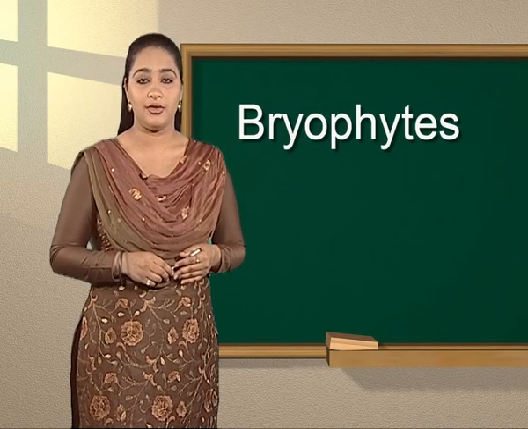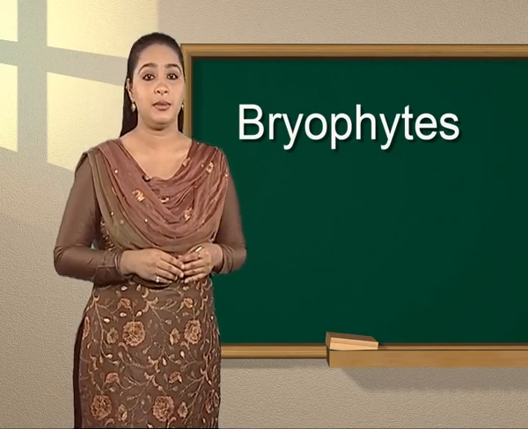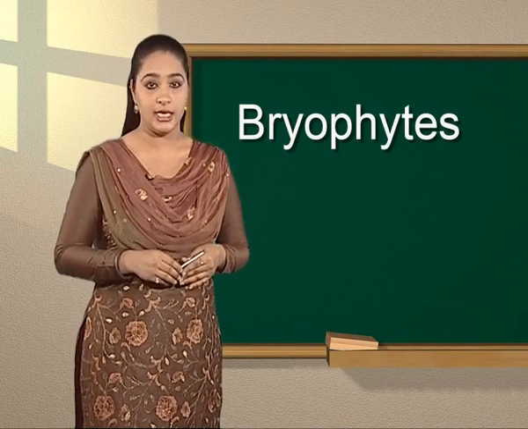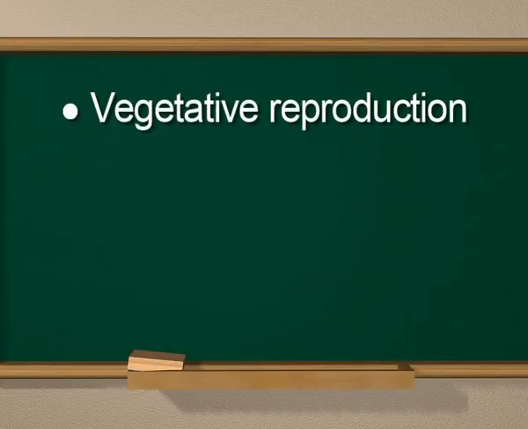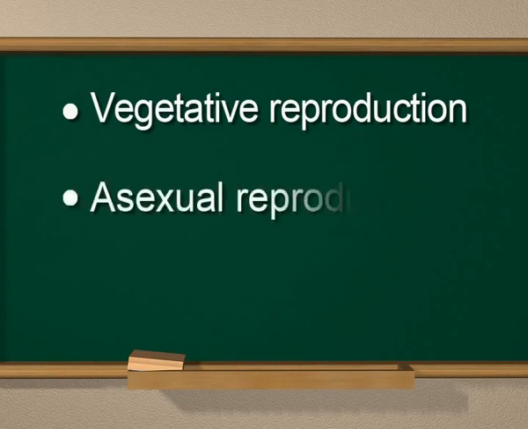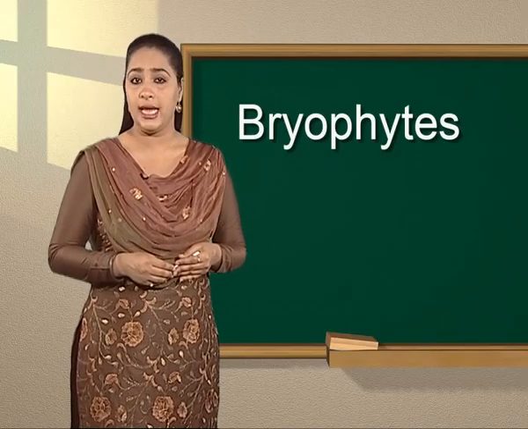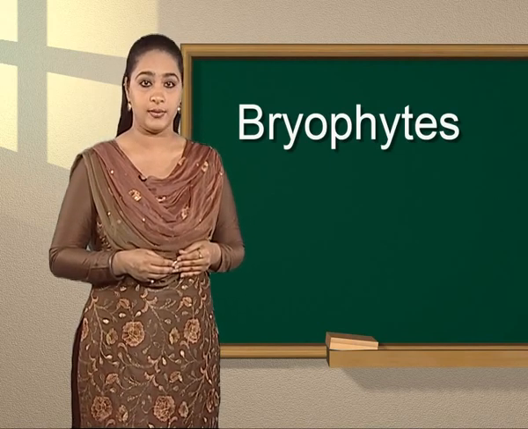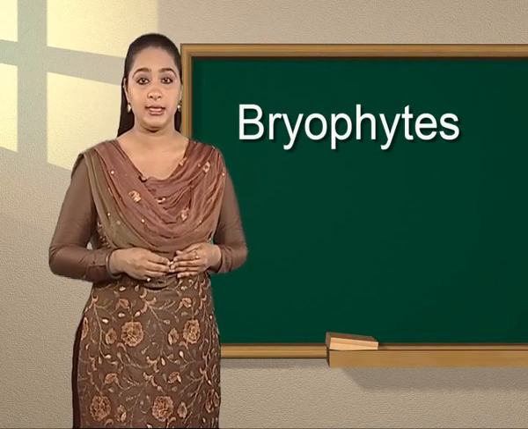My next question to all of you is, name the three methods by which reproduction takes place in bryophytes. And the answer is, reproduction in bryophytes takes place by these three methods. Number one is vegetative reproduction, the second one is asexual reproduction and the last one is sexual reproduction. And my last question to you is, name the structure by which asexual reproduction takes place in bryophytes. And the answer is, asexual reproduction in bryophytes takes place by gemmae.